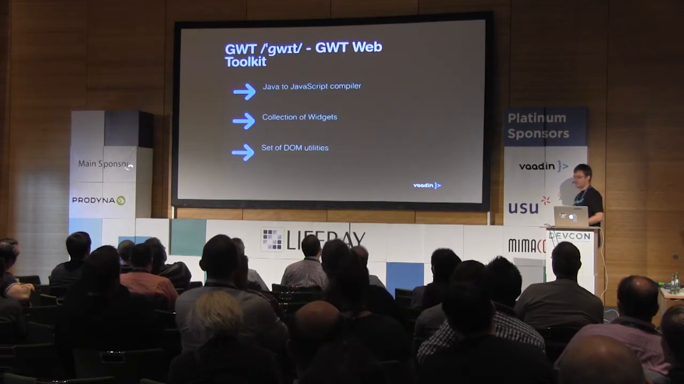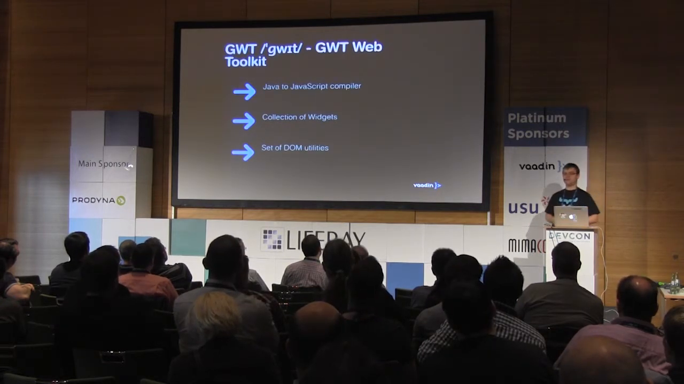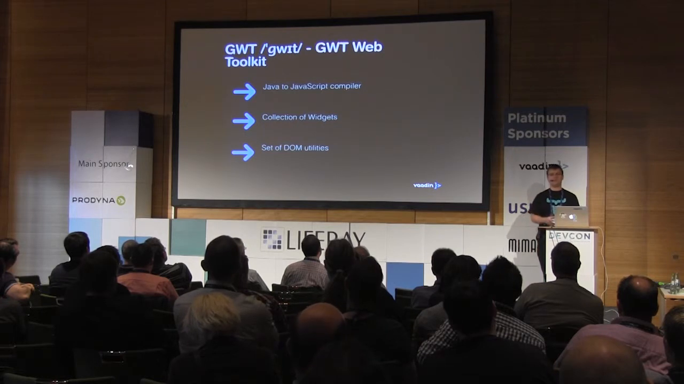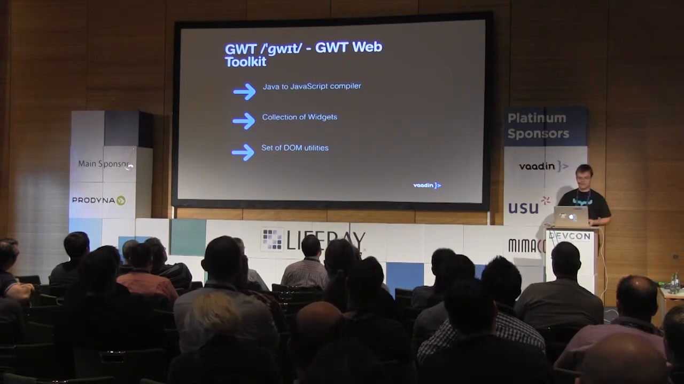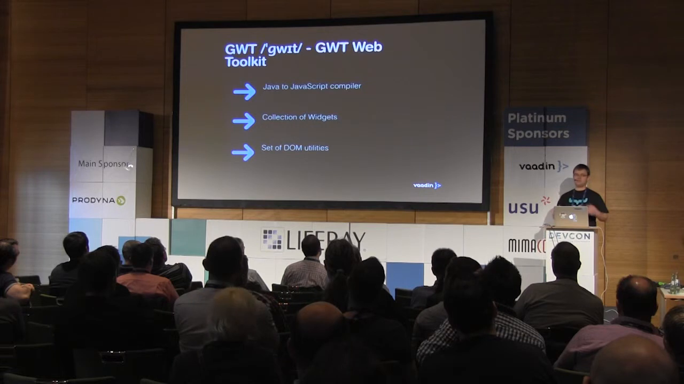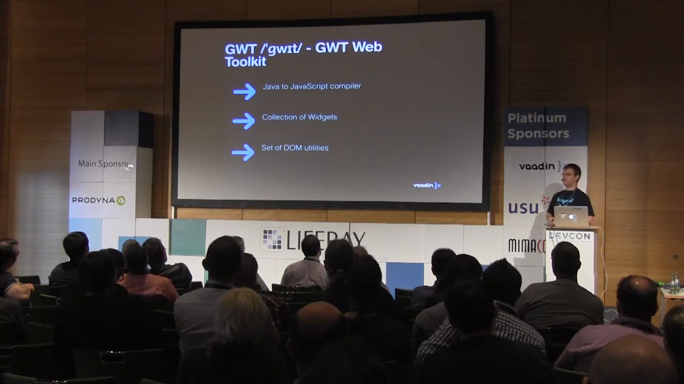GWT is actually three things. It's a Java to JavaScript compiler that takes your Java source and produces optimized JavaScript. It's a collection of widgets, so it's a toolkit, as it is in the name. And it's also a set of DOM utilities that allow you to manipulate the DOM.